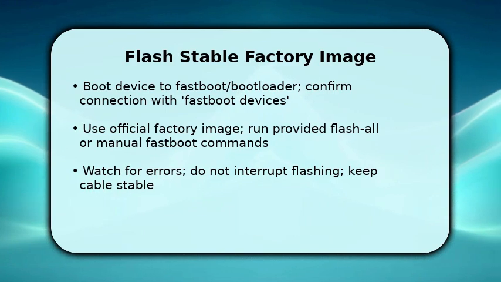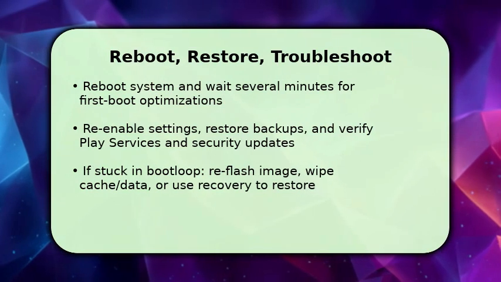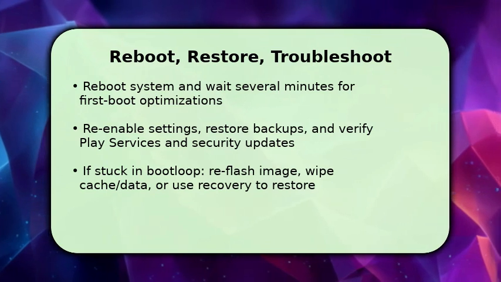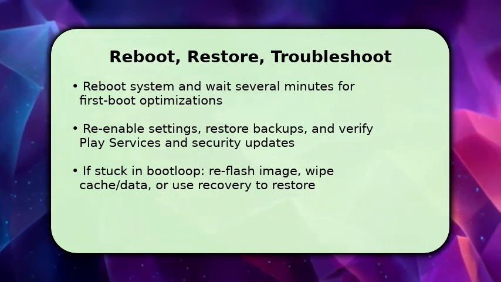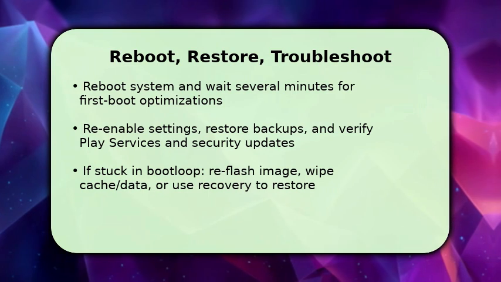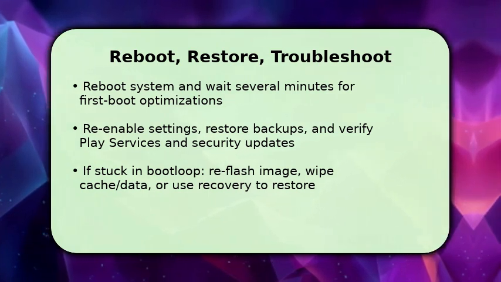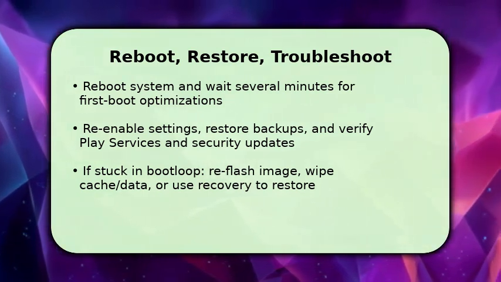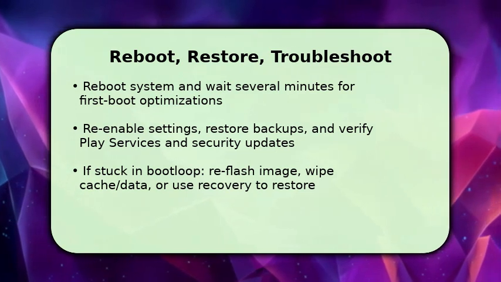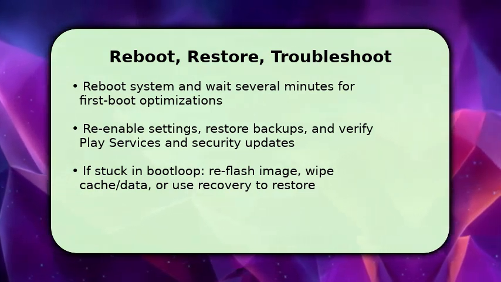After flashing, reboot into the system and be patient during first boot. Android may optimize apps for several minutes. Once the phone boots, sign in, re-enable developer options only if needed, and restore your backup. Make sure Play services and system updates are functioning. This confirms a clean downgrade from the beta.